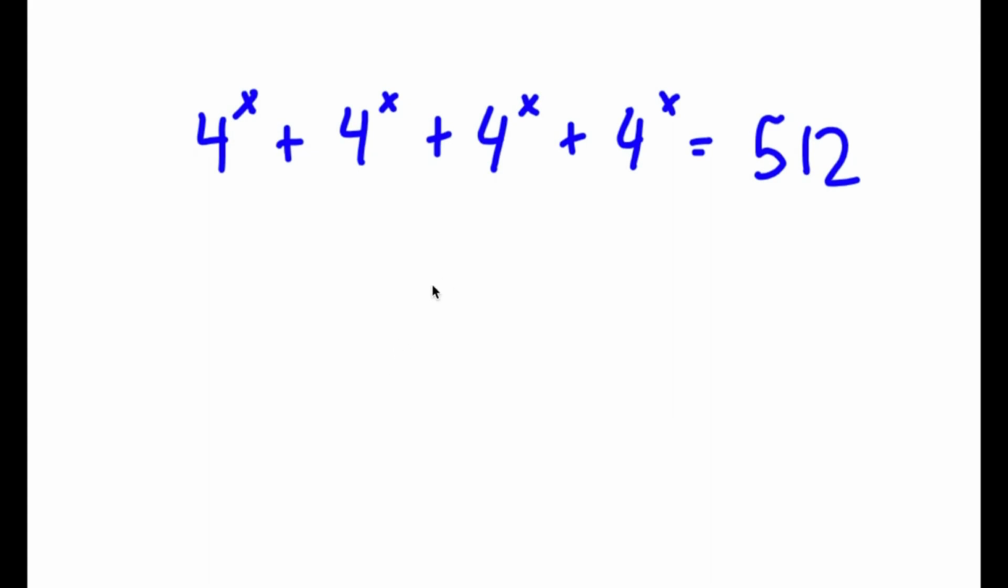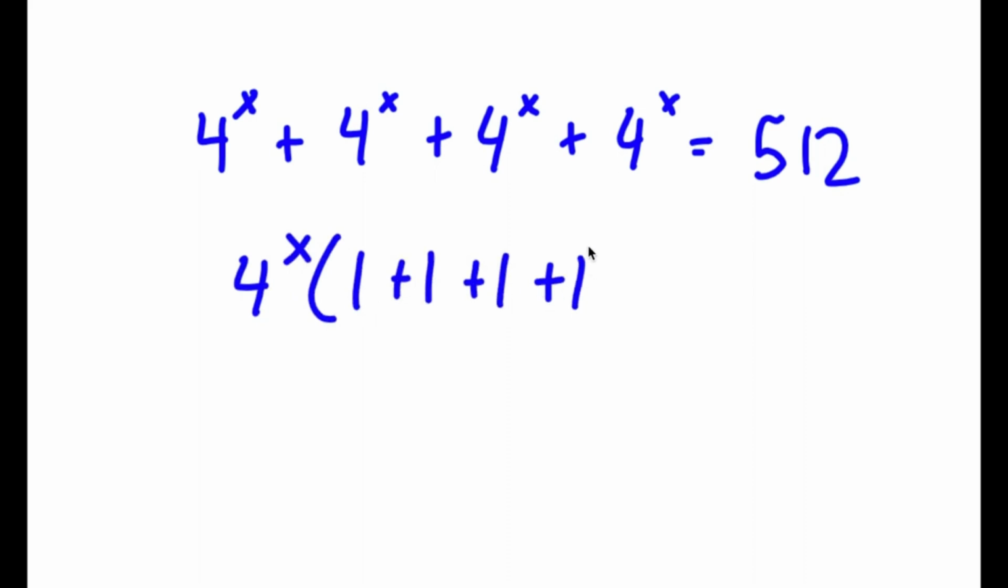Alright, so in this problem, I have 4 to the power of x plus 4 to the power of x plus 4 to the power of x plus 4 to the power of x is equal to 512. To solve this problem, I'm going to first start by factoring out 4 to the power of x. So now I have 4 to the power of x times (1 plus 1 plus 1 plus 1) is equal to 512.